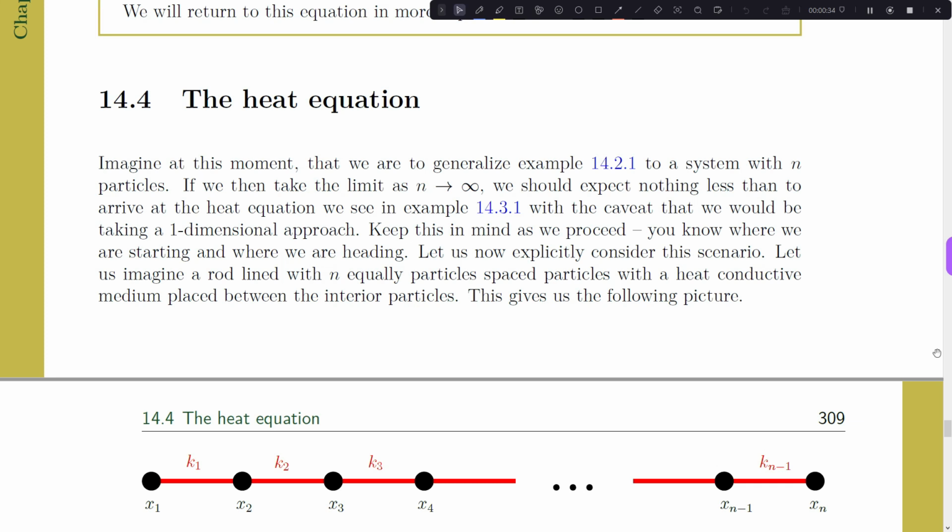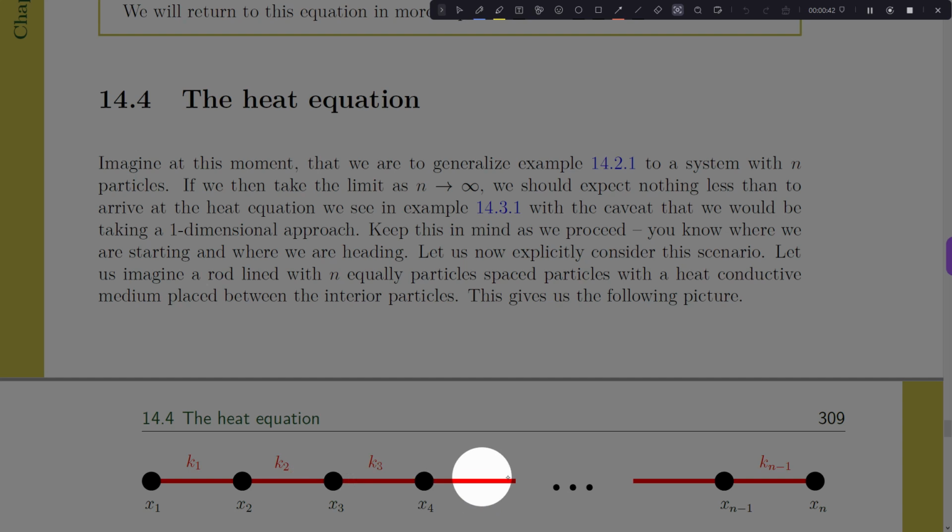So we've got this bar at the bottom of the screen where we have x1, x2, x3, all the way up to xn. We're just going to say this is a bar considering n nodes. I'm going to call each one of these a node. And every node has a constant between itself and its neighbors: k1, k2, k3, and so on. So we have constants that describe nodes interacting with their neighbors.